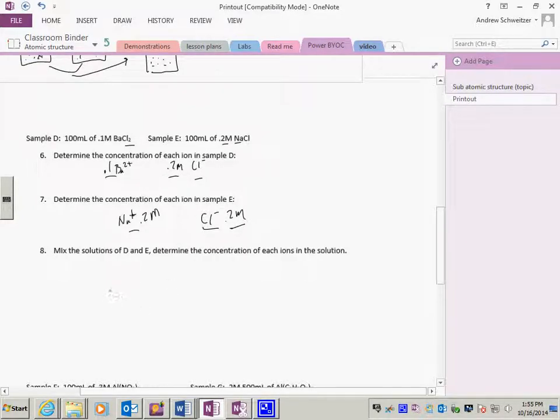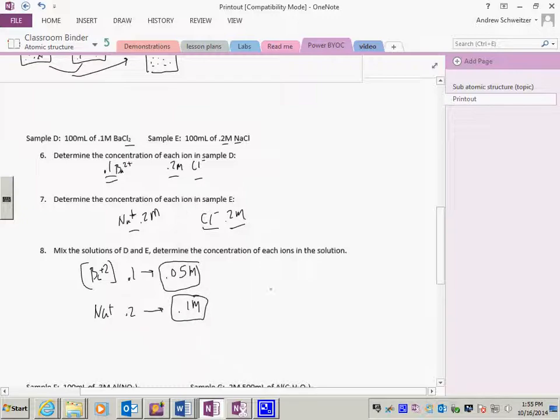Okay, so mix D and E together. And what are the concentrations? Well, I'm doubling my volume, so barium's not present in both, either just one, and the volume doubles. So barium ion concentration is going to go from 0.1 down to 0.05 moles per liter. That's going to get cut in half. The sodium ion concentration is going to go from 0.2 down to 0.1.